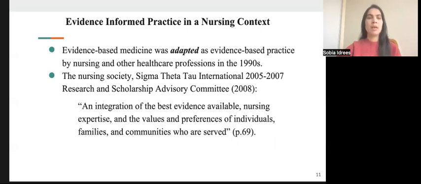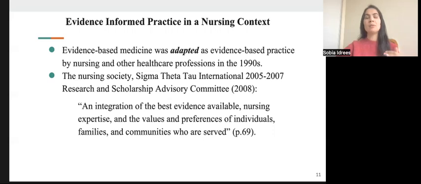I hope many of you have heard or know about this honor society. The Nursing Honor Society, Sigma Theta Tau International Research and Scholarship Advisory Committee, published a report in 2008. And in that report, they quoted, and here I am stating it, an integration of the best evidence available, nursing expertise, and the values and preferences of individuals, families, and communities who are served.